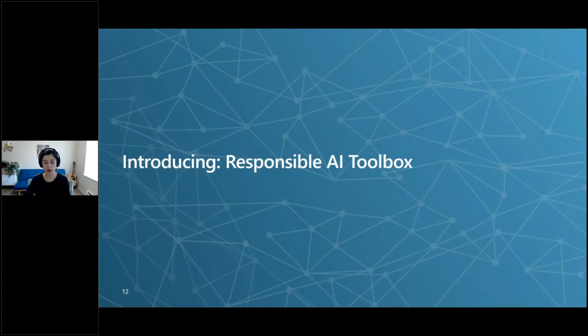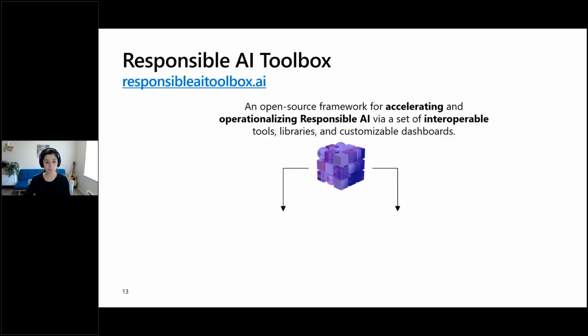So let me show you a little bit what was our thinking behind the tool. I'm going to talk about this in the context of the Responsible AI Toolbox, which is a larger effort that we have started at Microsoft in order to build an open source framework for accelerating and operationalizing responsible AI with a set of interoperable tools, libraries, and customizable dashboards. Now, today we are going to talk mostly about the dashboards, and we hope that in the future we are going to have a larger conversation about the whole ecosystem.